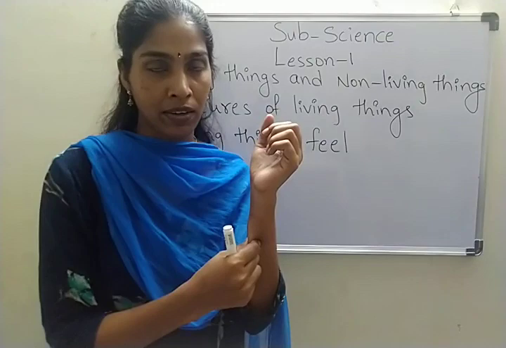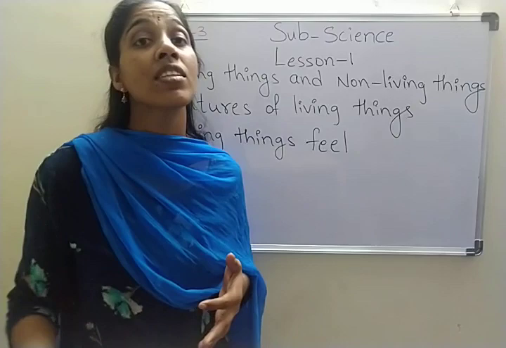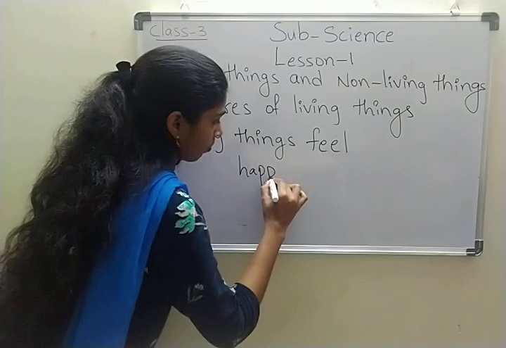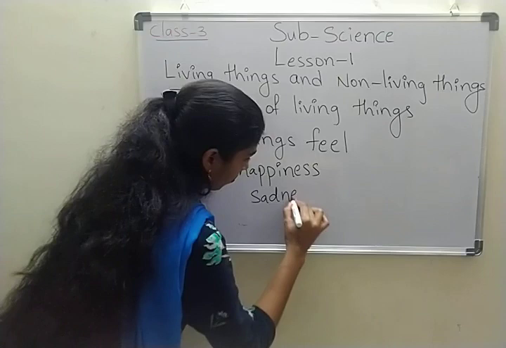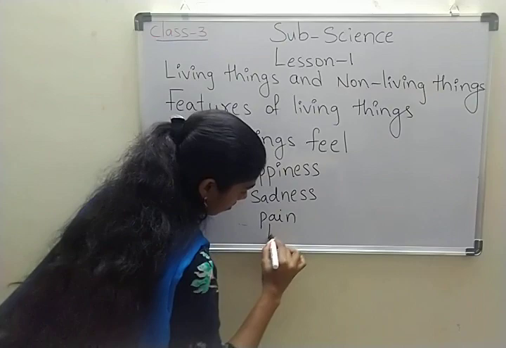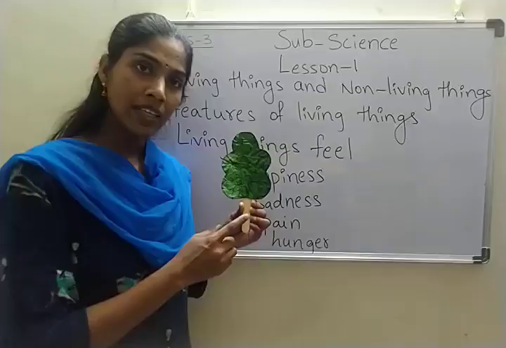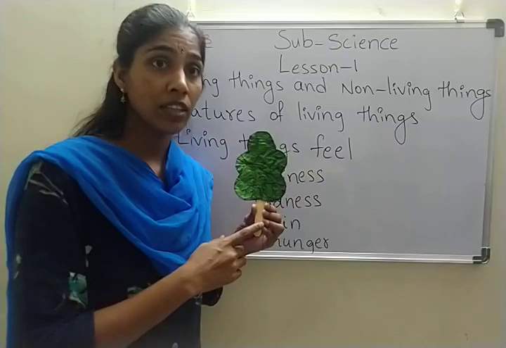So these 5 sense organs help us to feel changes around us, like happiness, sadness, pain, anger. So these are the different feelings. Then plants also can feel changes around them. For example, plants grow towards the sunlight.